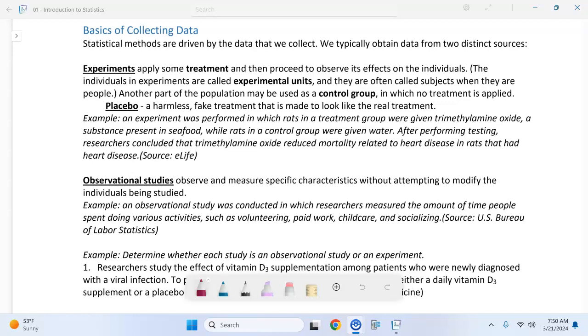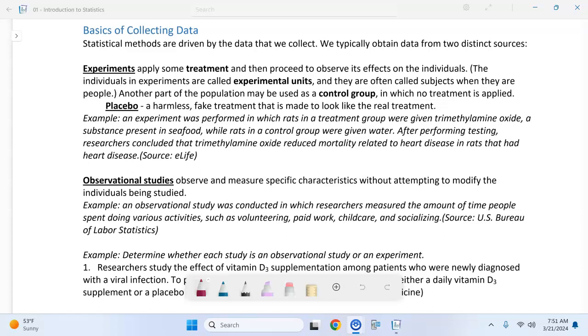Now, a lot of times there are things that would be impossible to apply a treatment to, or more likely super unethical to do, or it's dangerous, or it's too costly. And in those cases, when we're trying to collect data, an experiment is not going to be conducive, and so we have to rely on an observational study. Observational studies just observe and measure specific characteristics without attempting to modify anything. So we're just watching and collecting data from things that happen as they are.